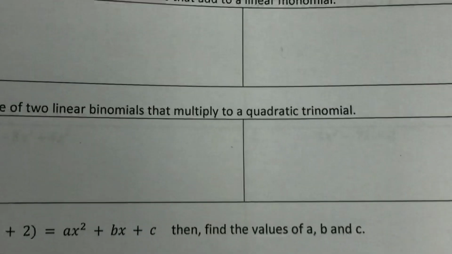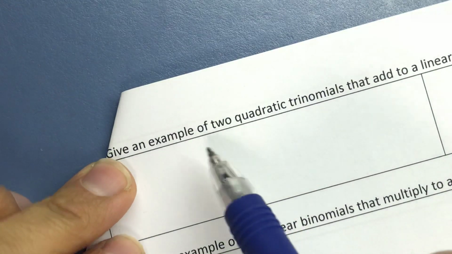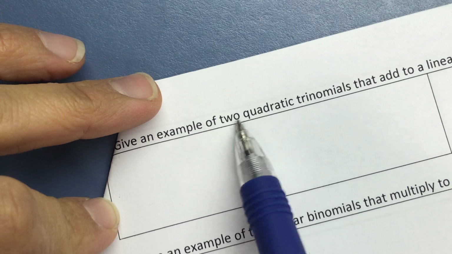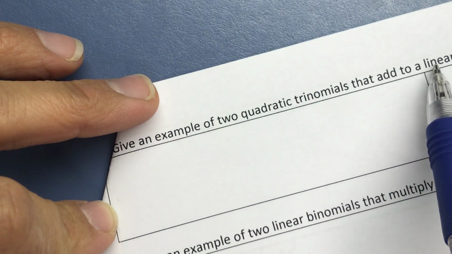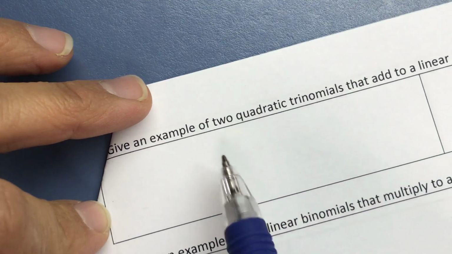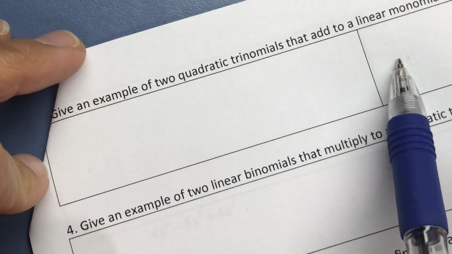So the idea of number 3 and 4 is we are going to create our own questions. So we're going to give an example of 2 quadratic trinomials that add to a linear monomial. So I'm going to give you one example, and then I want you to try another one.